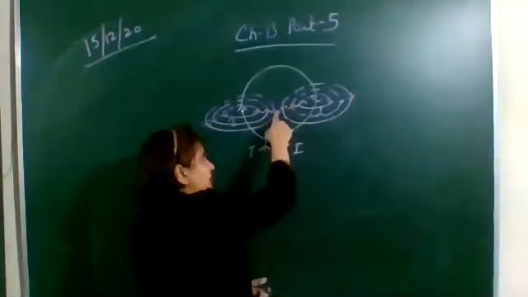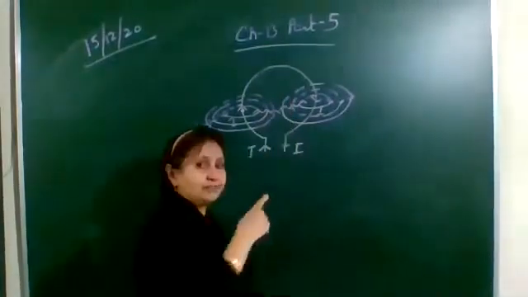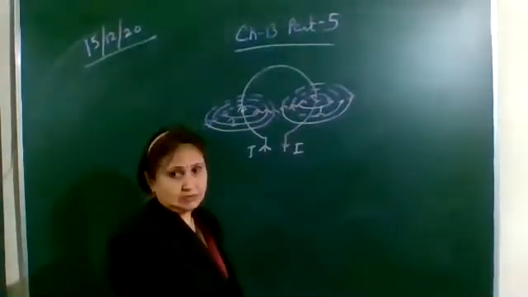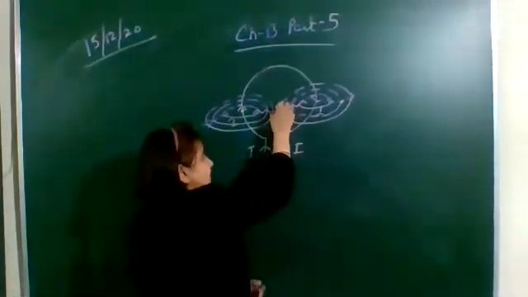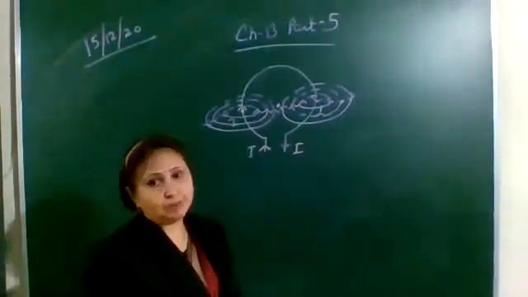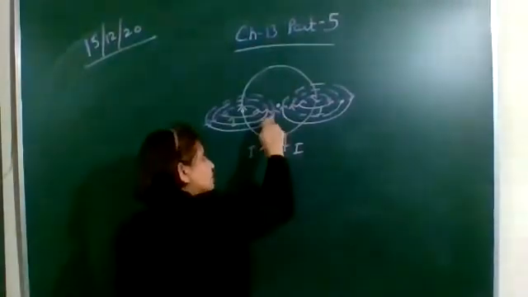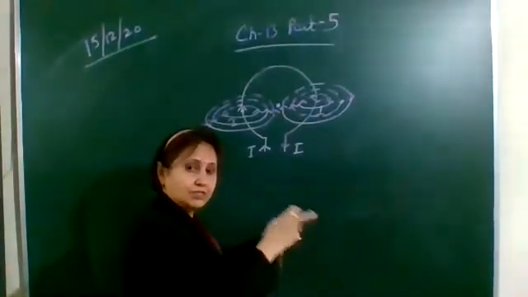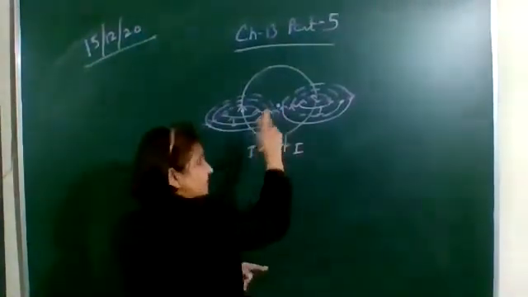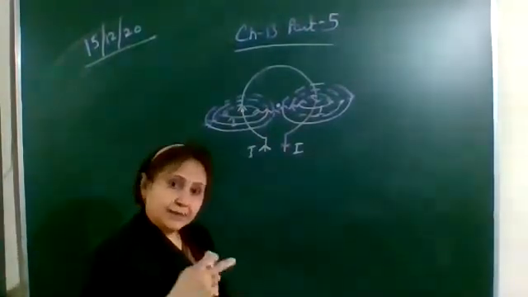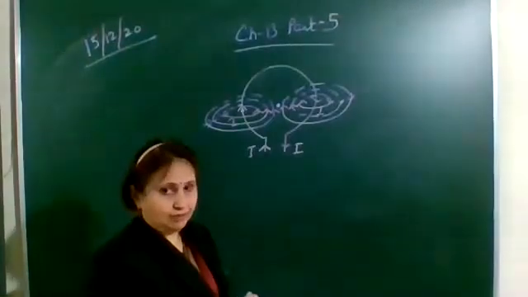Now at the center, these magnetic field lines will appear as if they are going inwards. So at the center, the magnetic field lines will be perpendicular to the plane of the board inwards. Here also it's going inwards, here also. So what will be the direction of the magnetic field at the center? It will be perpendicular to the plane of the board inwards.